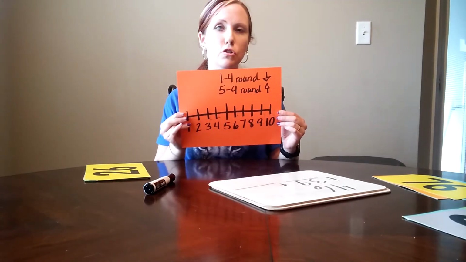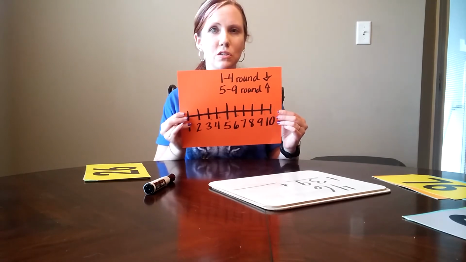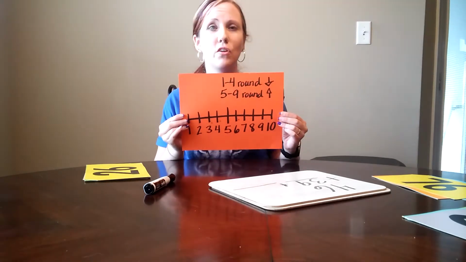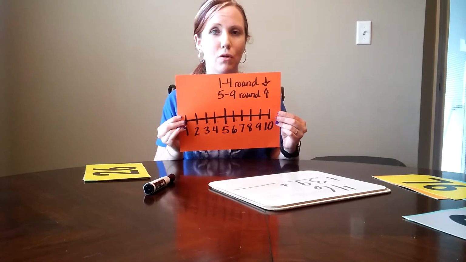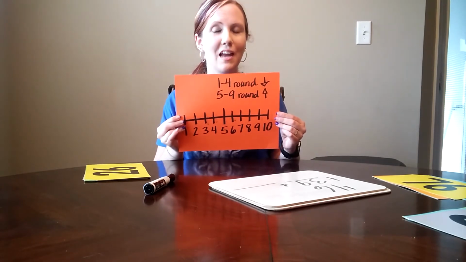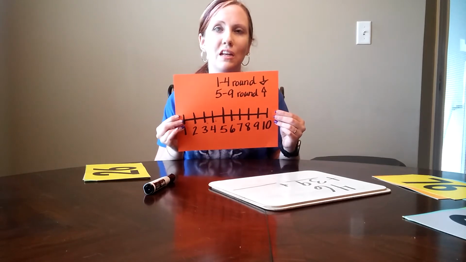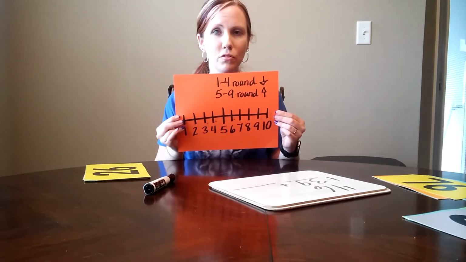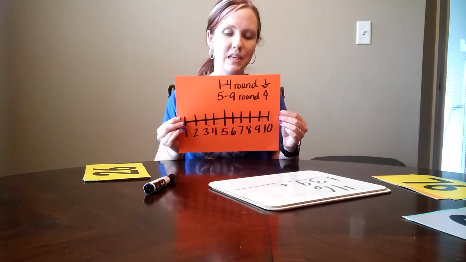So let's go on to 6. 6 is closer to 10 than it is to 0. 7 is closer to 10 than it is to 0. 8 is closer to 10 than it is to 0. And 9 is closer to 10 than it is to 0. So all of those numbers would round up to 10.